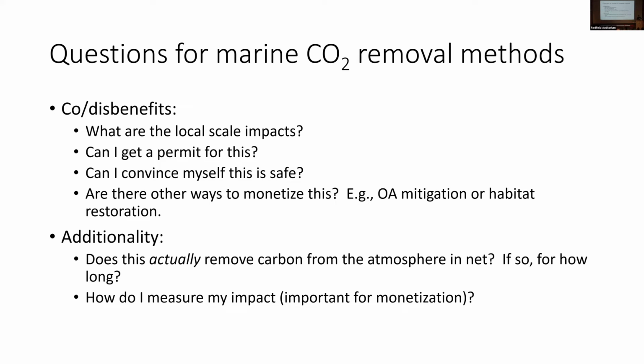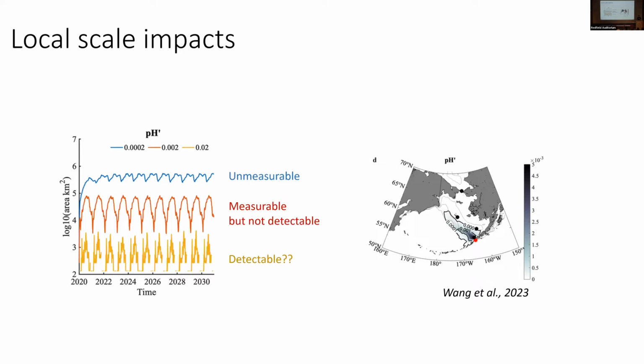By contrast, the second set of questions relate to additionality. It's, can I make money selling carbon credits on this? Does this actually remove carbon from the atmosphere in net? And if so, for how long is that carbon out of the atmosphere? Those, I would argue, are very global questions. But maybe marginal seas are the Goldilocks spatial scale where they can address both sets of questions. That was my hope in the study. So let's explore whether or not that's true.